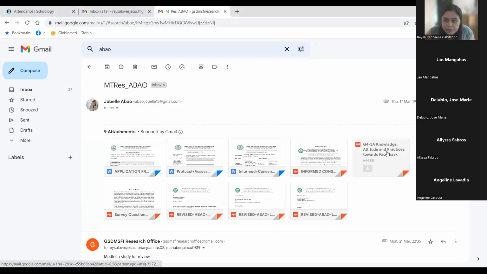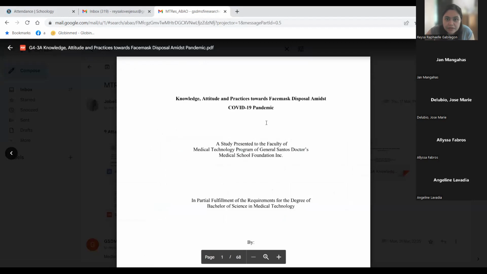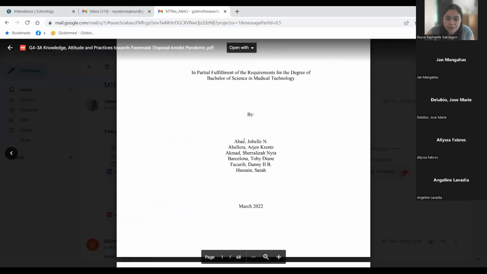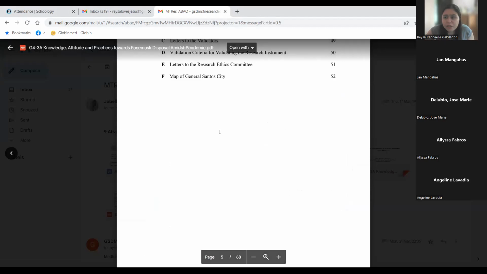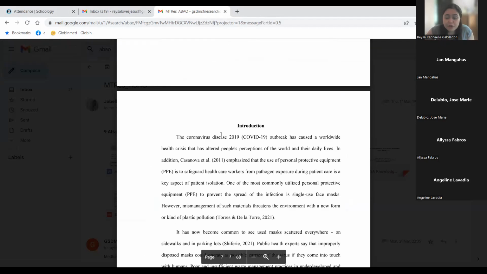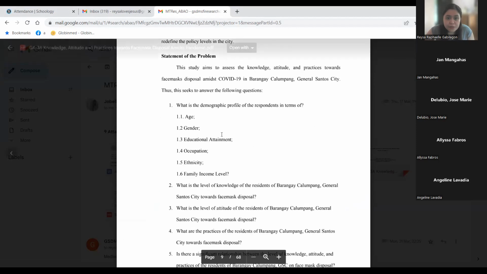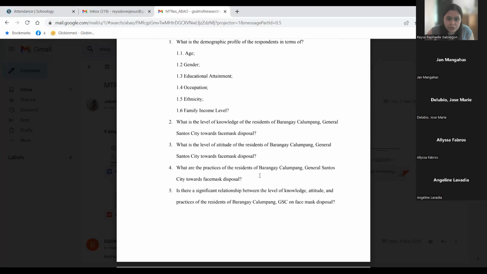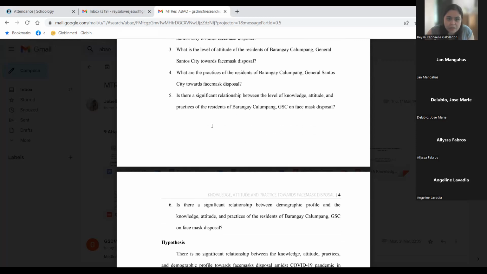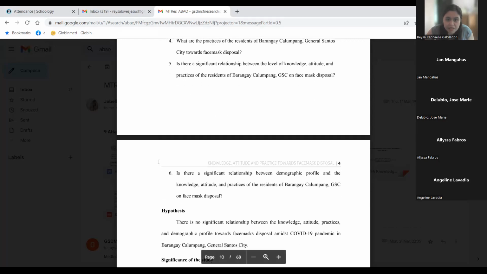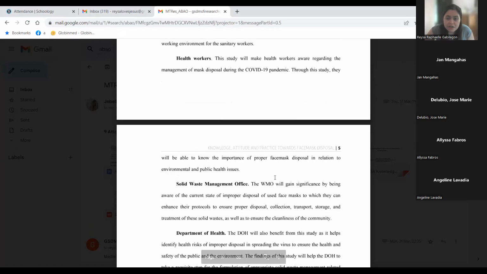What else? This one. Knowledge, Attitude, and Practices towards Face Mask Disposal amidst COVID-19 pandemic. Before you can actually conclude what research design are you going to use, you really have to check first the SOP. So we have here the SOP nila: demographic profile, level of knowledge, level of attitude, practices, and then on the last part, they were asking about relationship. So is there a significant relationship between the level of knowledge, attitude, and practices? And is there a significant relationship between demographic profile and the knowledge, attitude, and practices ng kanilang respondents?